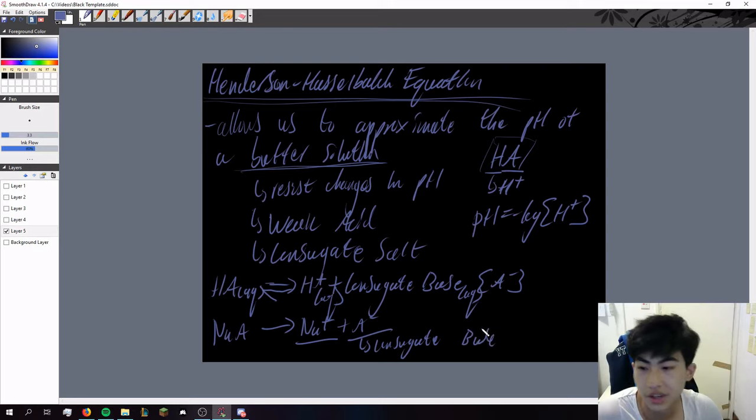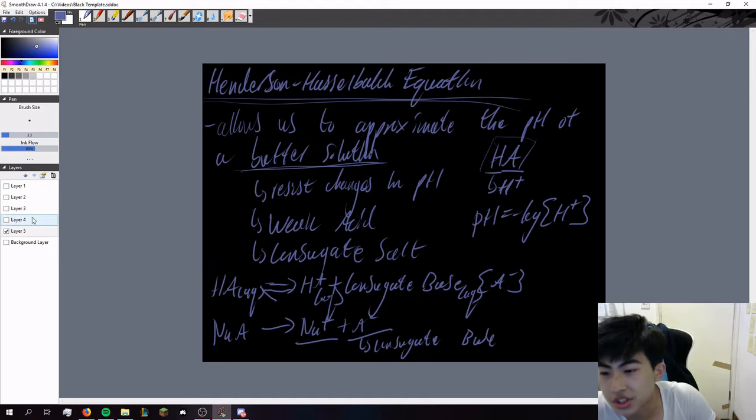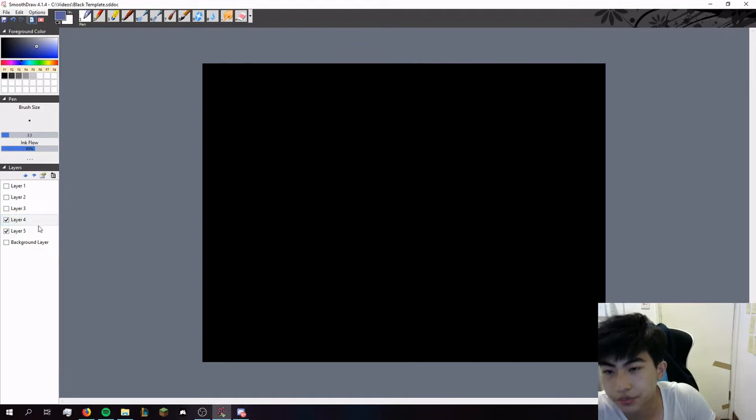Now, how is this useful? We say it resists changes in pH, so that would have to mean that it resists an input of a different substance of a different pH. So let's say our buffer solution was trying to resist the addition of an alkali, so adding an alkali.